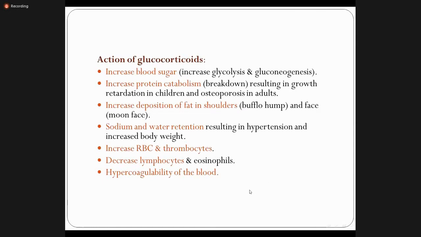And the next pharmacological action, if a patient is on glucocorticoids, is hypercoagulability of the blood. We have already discussed this, because when RBCs and thrombocytes increase, blood viscosity increases, so ultimately there are increased chances of hypercoagulability of the blood.